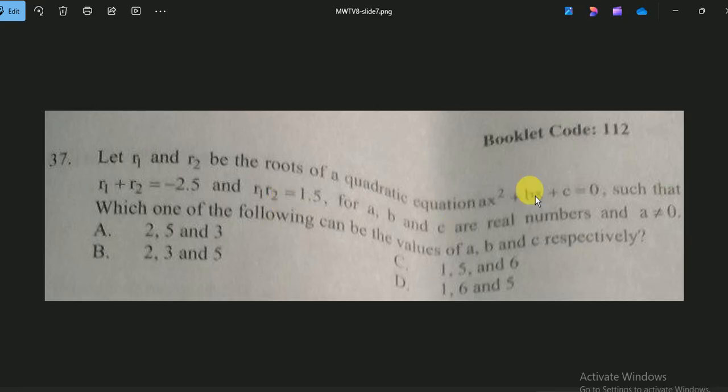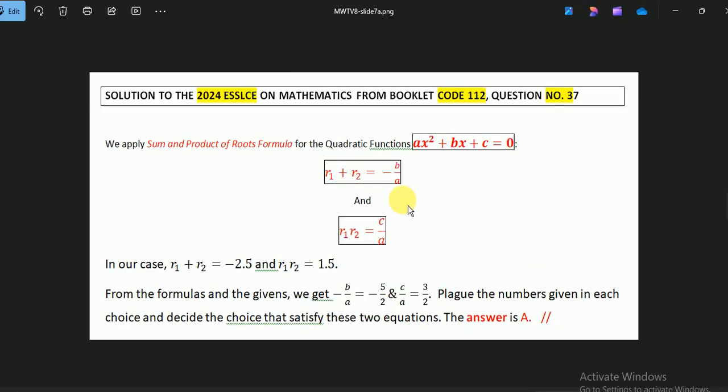The formula is: sum of roots is negative b over a, product of roots is c over a. So we apply this in our case. The sum of roots is given to be negative 2.5 and the product of the roots is given to be 1.5. From the formula, r1 plus r2 is negative b over a, and from the given, r1 plus r2 is negative 2.5. So negative b over a is equal to negative 2.5, meaning negative 5 over 2. Similarly c over a becomes 3 over 2. So b over a is 5 over 2 and c over a is 3 over 2.